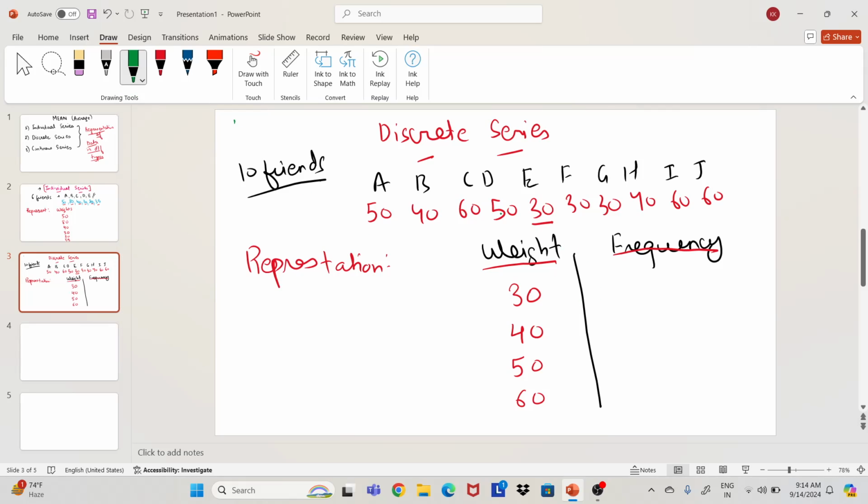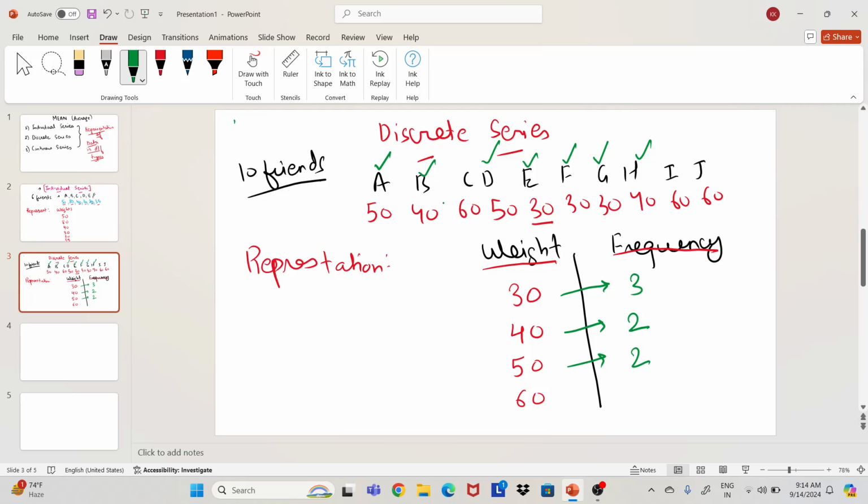How many friends are there who have 30 as the weight? That is E, F and G, so the frequency of this would be 3. How many friends have their weight as 40? That is B and H, so the frequency of 40 would be 2. How many friends have 50 as their weight? A and D, so the frequency of 50 is 2.